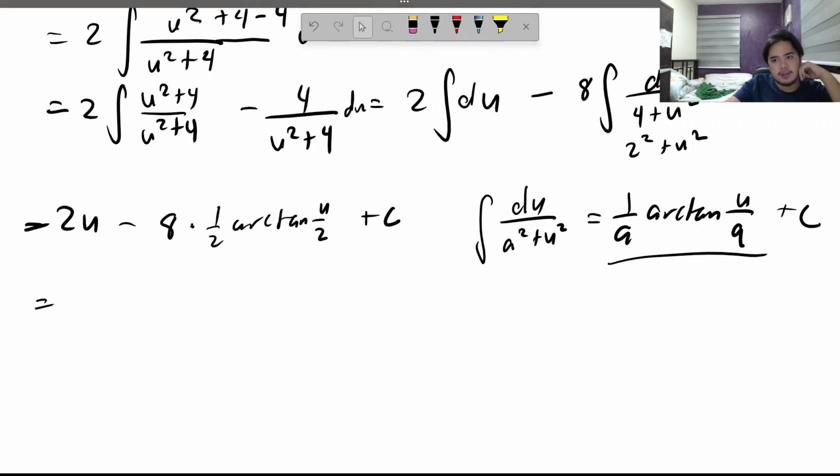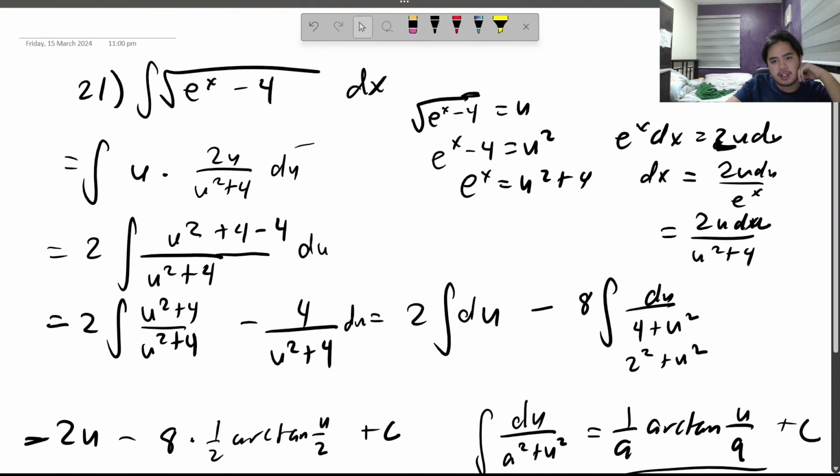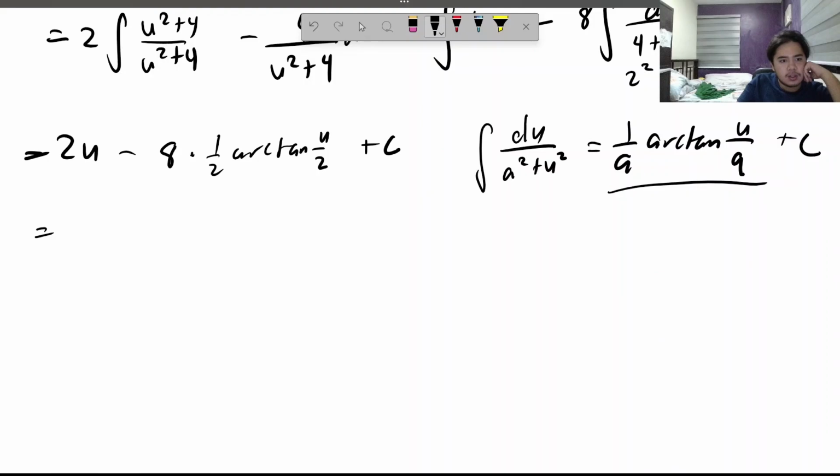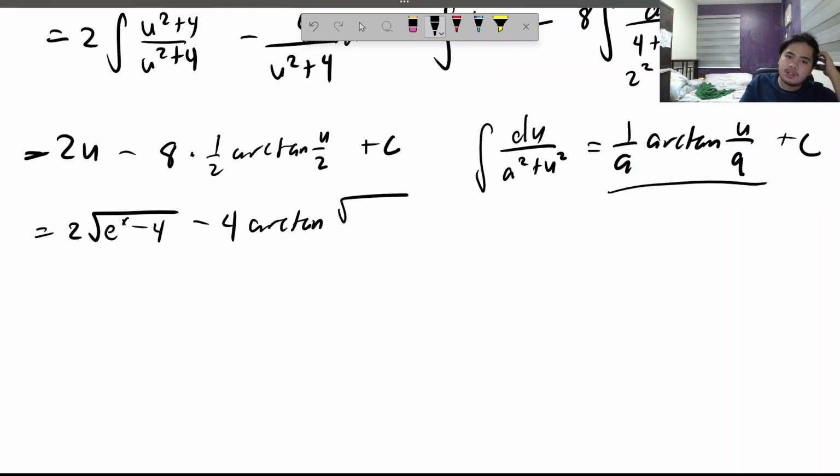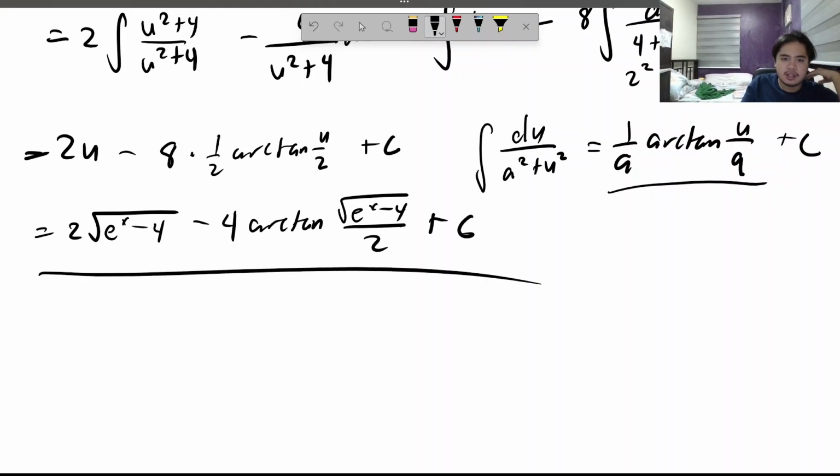U is, let's go back, u is square root of e to the x minus 4, so this is now 2 times the square root of e to the x minus 4. 8 times 1/2 is 4. Arctangent of u, which is square root of e to the x minus 4, over 2 plus c. That is the answer. Nice.